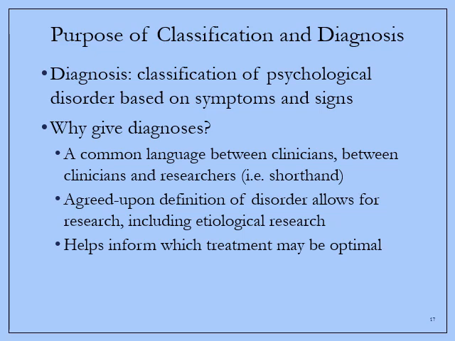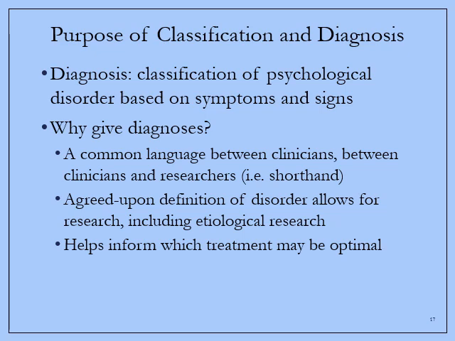It's also an agreed upon definition or shorthand for human behavior that allows ongoing research. So if you want to study anorexia, for example, we need an agreed upon definition of anorexia so we know we're all studying the same thing. And this includes etiological research, or research into the origins of disorders.